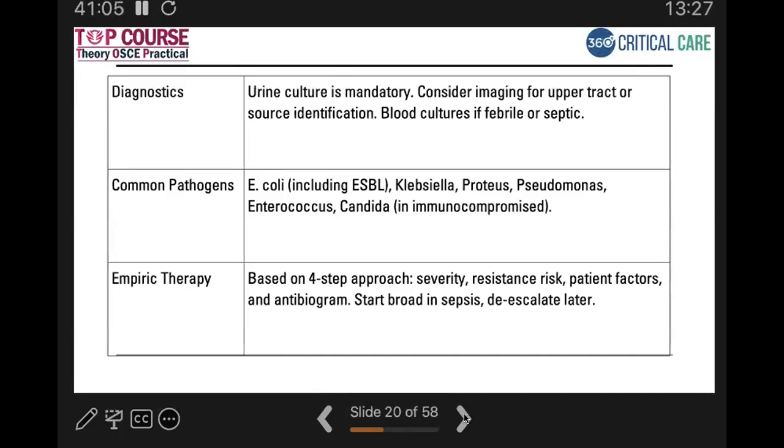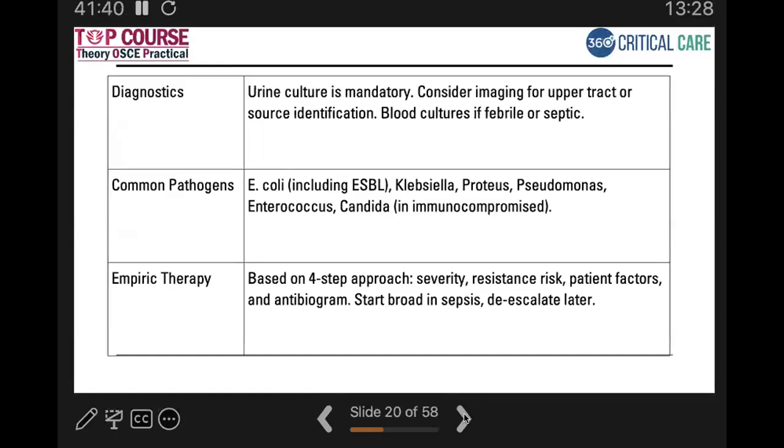The main stress is, when you start therapy, see the severity of the illness, see the resistance risk as per your own hospital antibiogram, and see the underlying patient factors. What has led the patient to the complicated UTI spectrum? See that underlying factor and mindfully start the antibiotic, because the chances of this complicated UTI recurring are very high. So when you start very high antibiotics initially, they may end up with a resistance pattern.